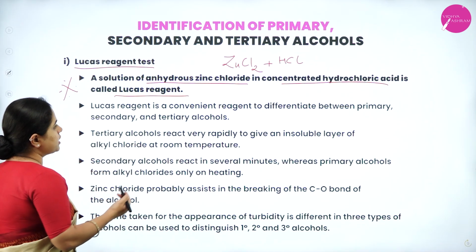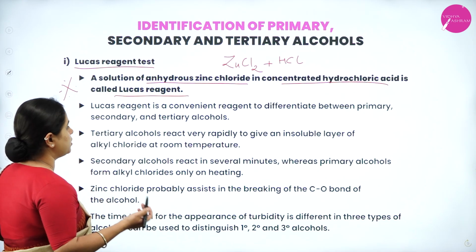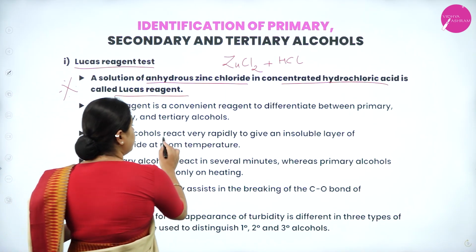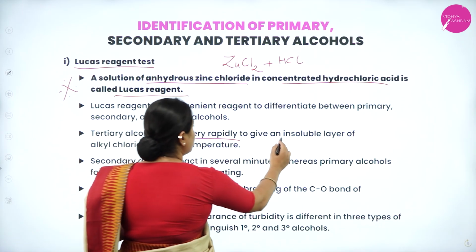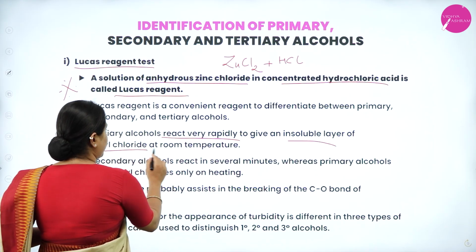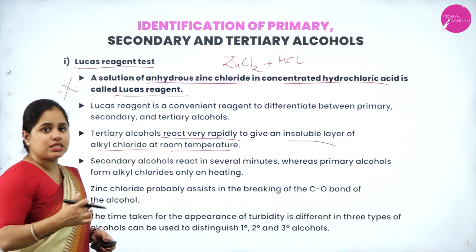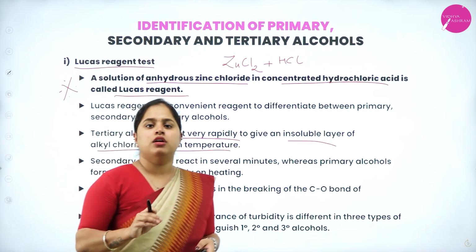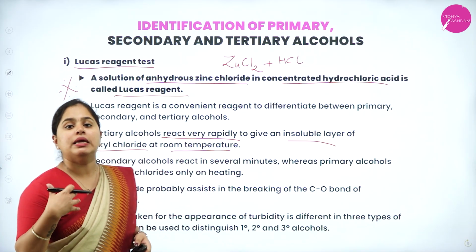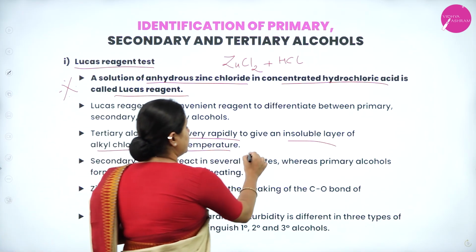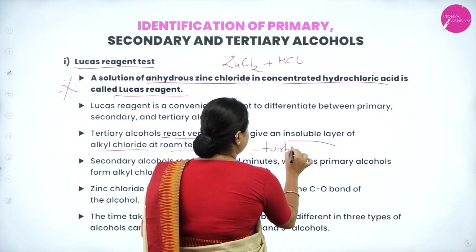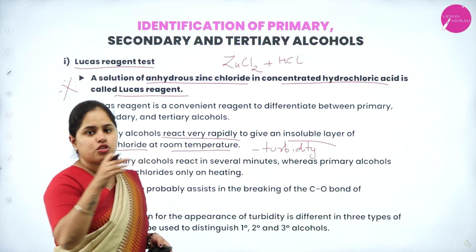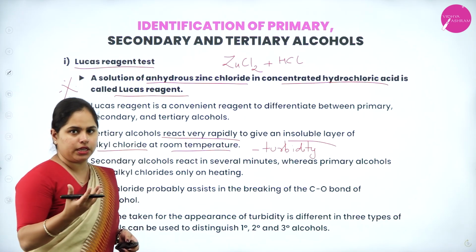So let's see. Lucas reagent is a convenient reagent to differentiate between primary, secondary and tertiary alcohol. Tertiary alcohols react very rapidly to give an insoluble layer of alkyl chloride at room temperature. So if we add Lucas reagent to a tertiary alcohol, it will react immediately and show what? Turbidity will be shown. Immediate turbidity. That means it won't be completely soluble. An insoluble layer will be there.